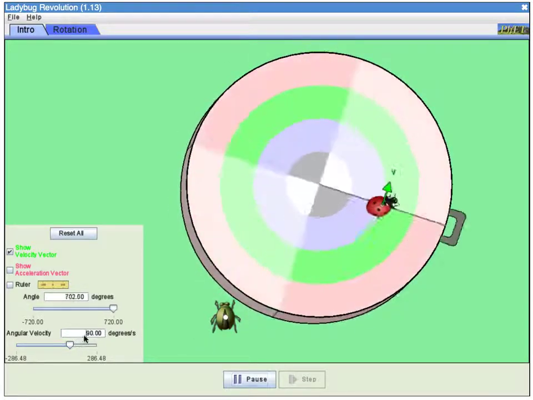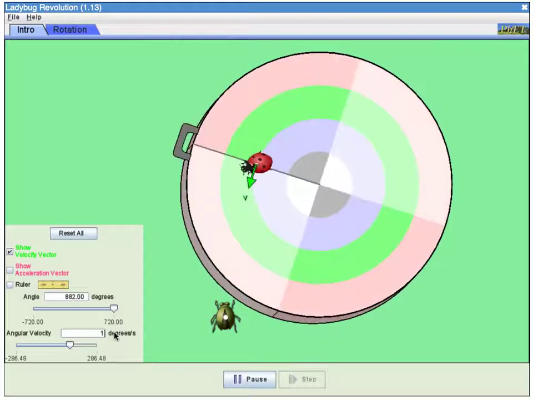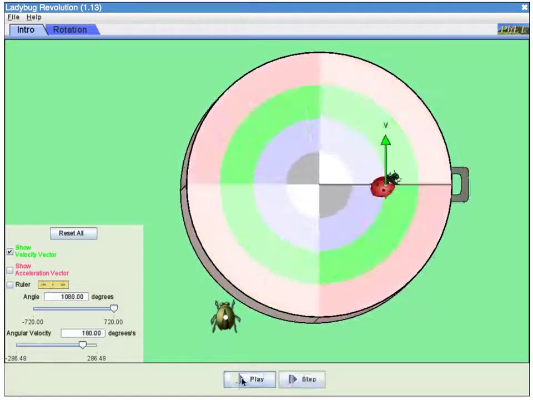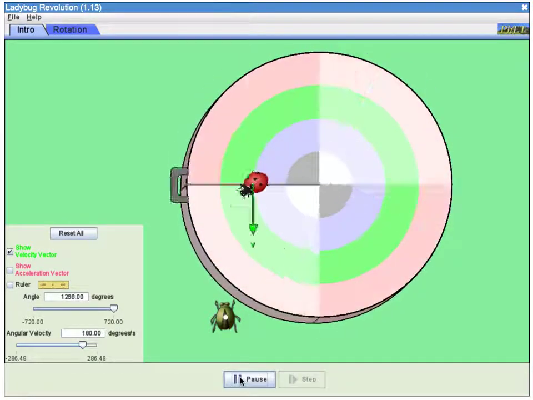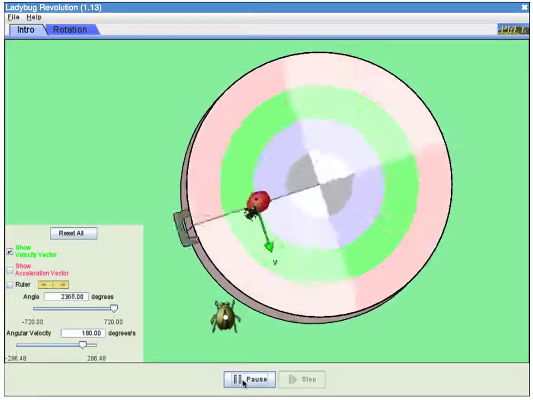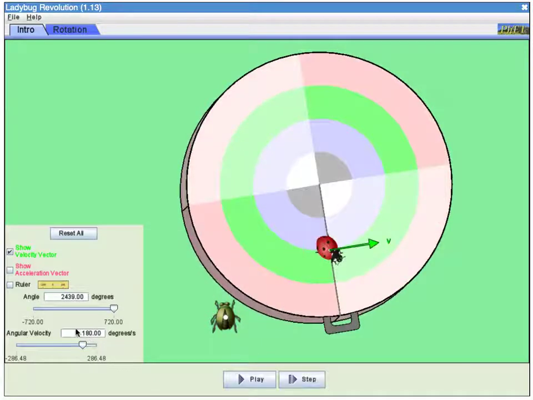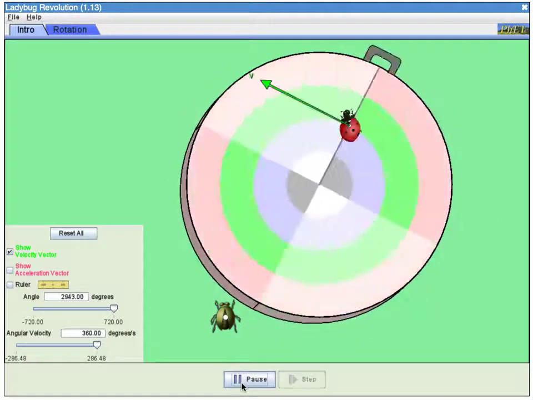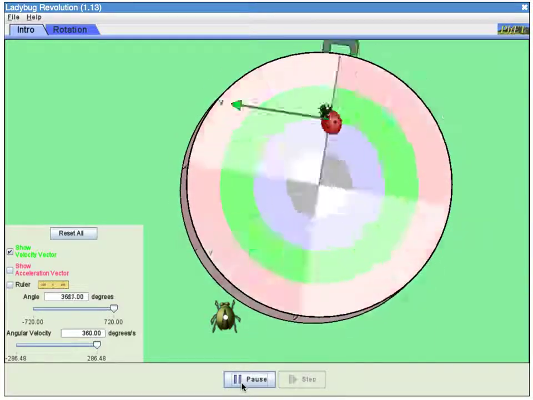And let's make this 180 degrees per second. So now each second the ladybug travels 180 degrees. And let's do one more. Let's go to 360. So if you notice there, each second the ladybug makes one full cycle.